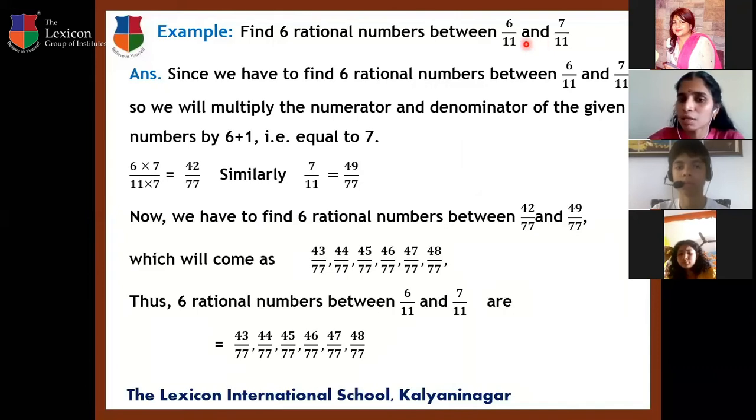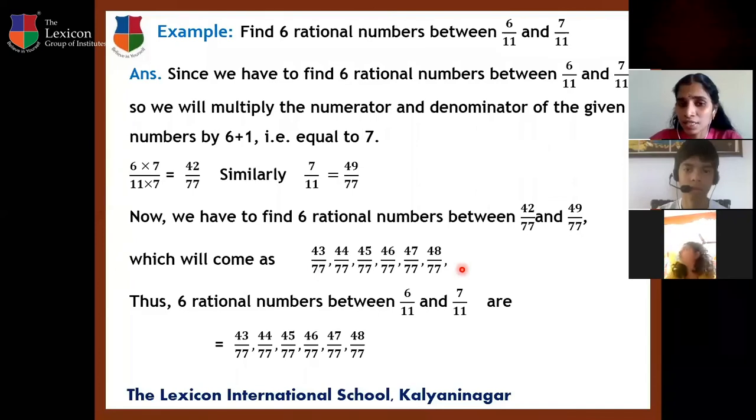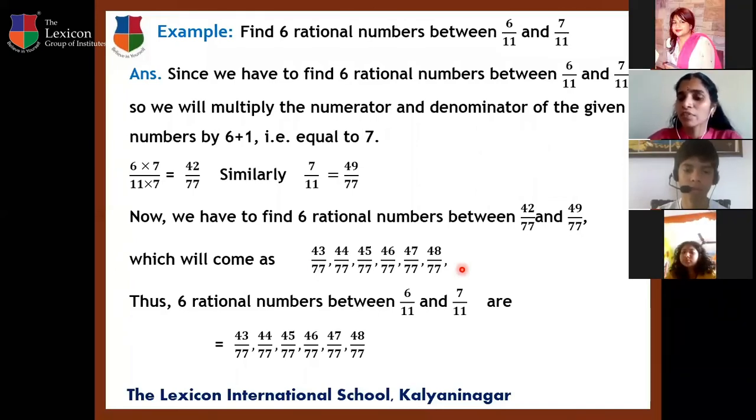But here 6 upon 11 and 7 upon 11 are given, so directly we are not getting any number between them. For that, last year you learned that if you multiply the numerator and denominator by 10, you will get 60 upon 110 and 70 upon 110, and in between you get 6 rational numbers with equal distance between them. They are of particular equal intervals. That is the speciality here.